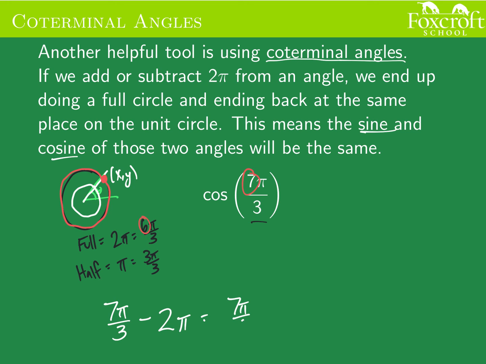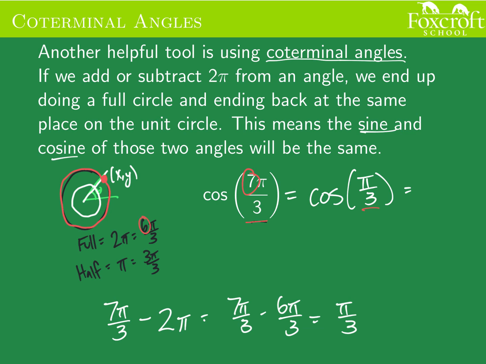So 7 pi over 3 minus 6 pi over 3 is pi over 3. So it turns out the 7 pi over 3 and the pi over 3 angle, notice I haven't evaluated the cosine part yet. I just replaced this angle with a coterminal angle. Those two angles are going to have the same cosine because they're on the exact same spot in the unit circle. And now I can just use my chart.